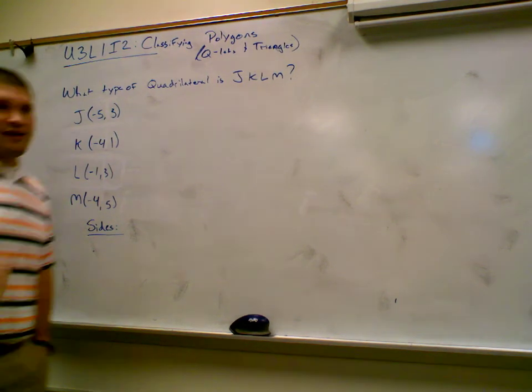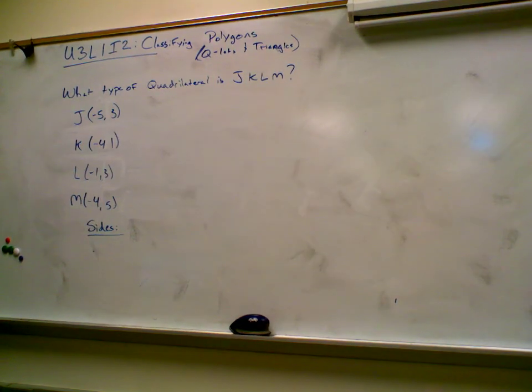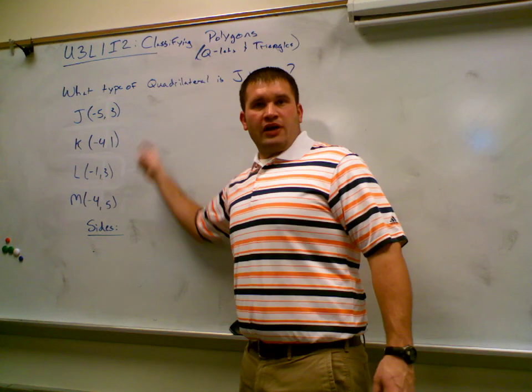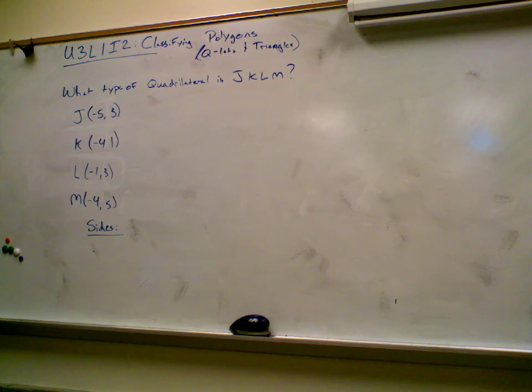All right, so what type of quadrilateral is JKLM? Now, it has 4 vertices, right? You guys remember vertices are ordered pairs? These are vertices, aren't they? If it has 4 vertices, how many sides does it have? 4. Makes sense. 4 vertices, 4 sides, right?